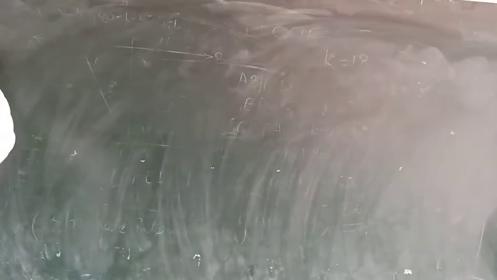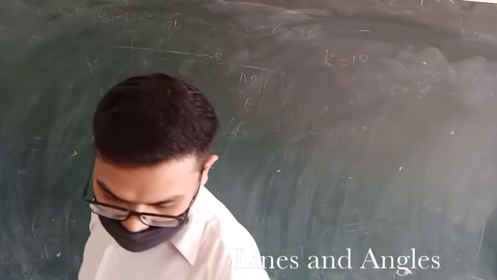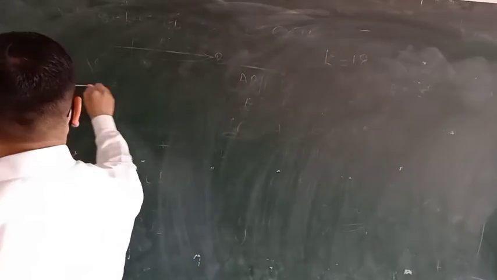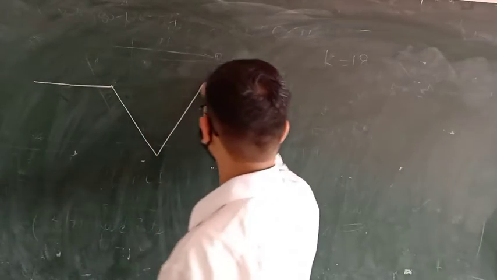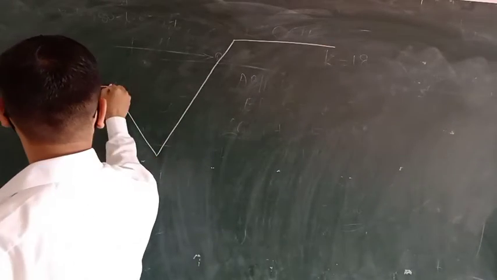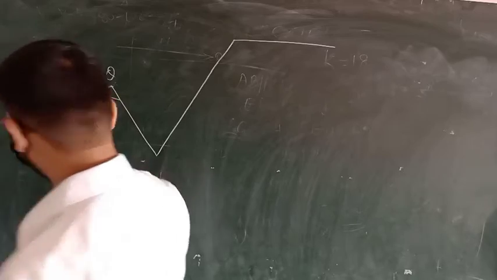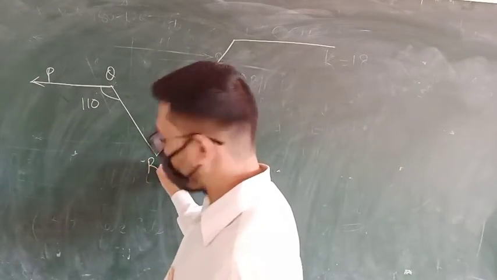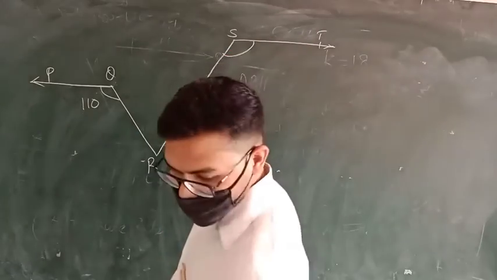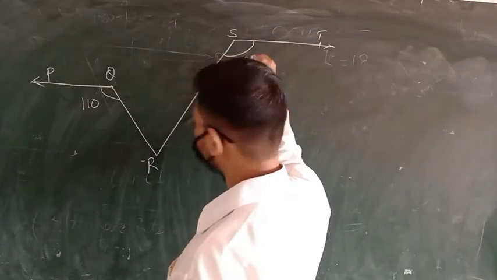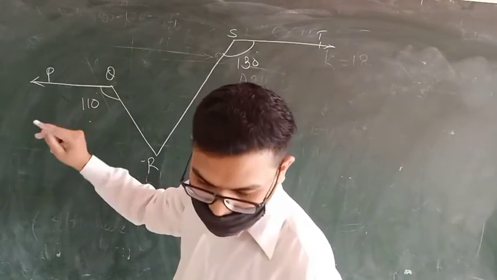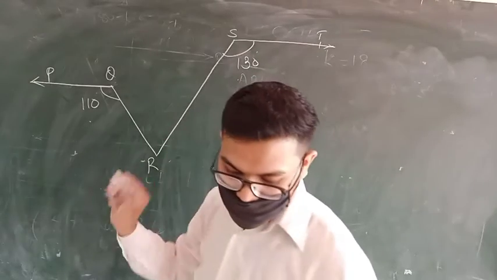Now the question number 4. In the figure 6.31, PQ is parallel to ST. Let me draw the diagram first. This is PQ and this angle is given to you as 110 degrees. This is R, this is S and this is point T. And this angle is given to you as 130 degrees. PQR is equal to 110 degrees. This is given in the question, and RST is equal to 130. This is also given in the question.